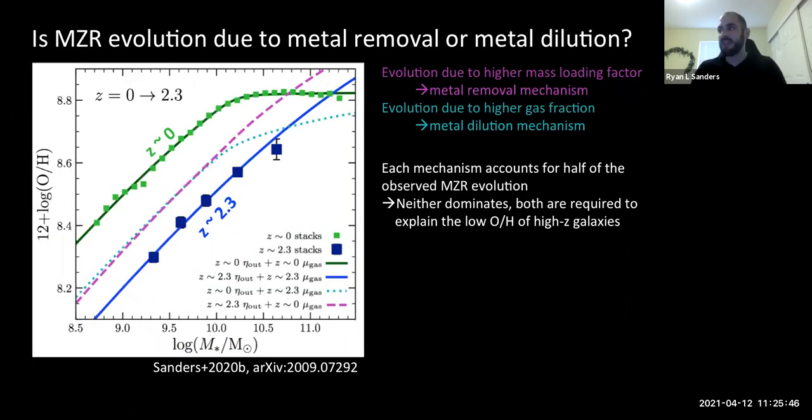And finally, is the normalization evolution due to metal removal or metal dilution? And here what I'm showing is a plot where we've broken down the evolution from redshift 0 to redshift 2 into the fraction that's due to metal removal and the fraction that's due to metal dilution in these two different colored lines. And you can see that each mechanism actually accounts for half of the normalization evolution. And so the change of both of these mechanisms with redshift is important to explain the full evolution of galaxy metallicities. Neither dominates.